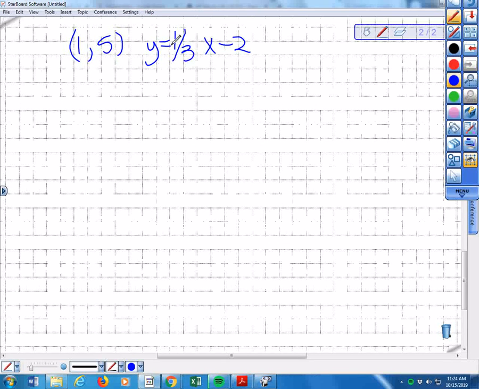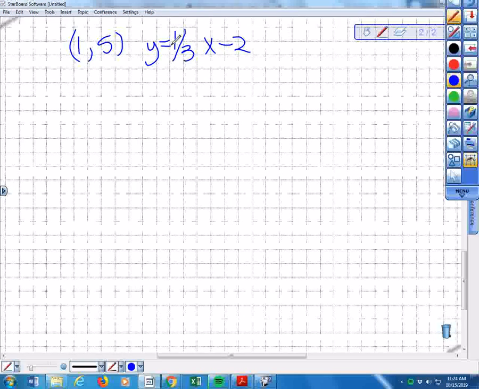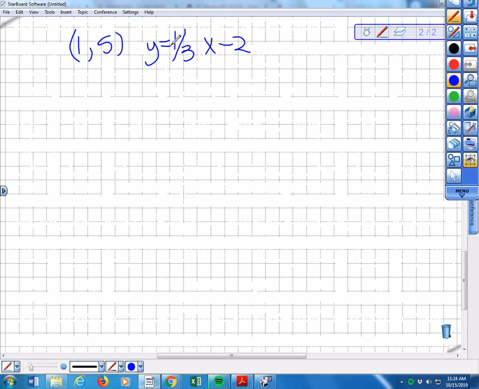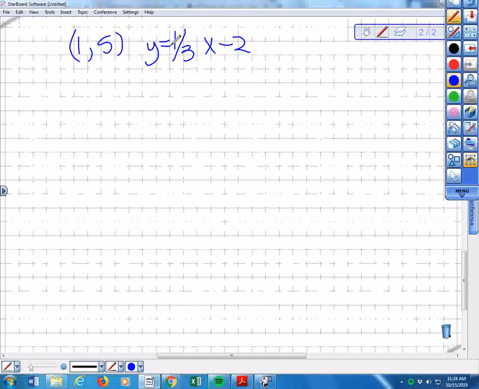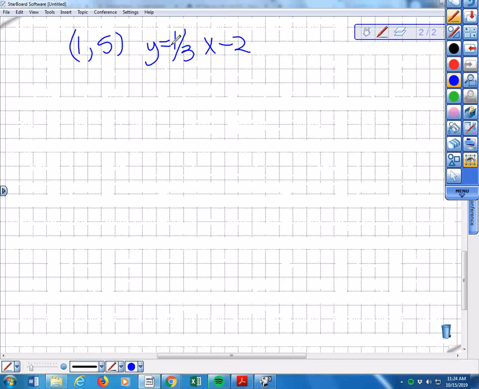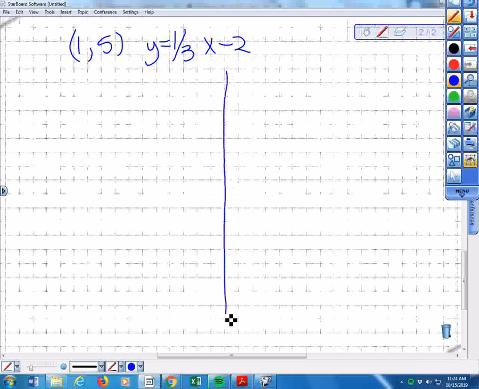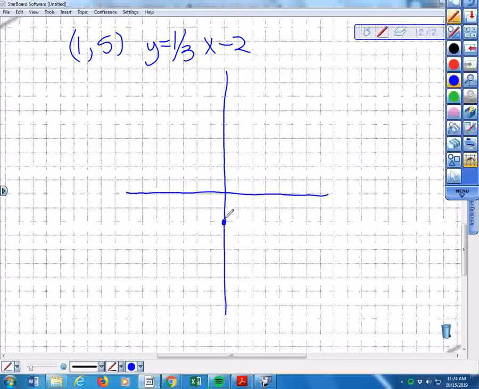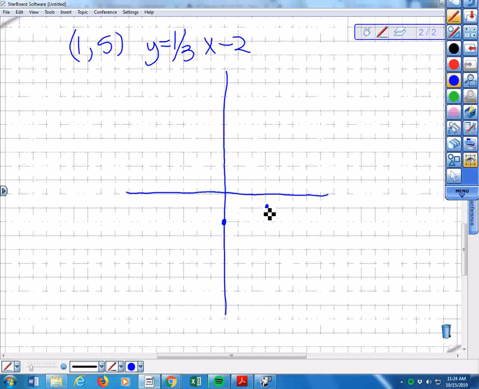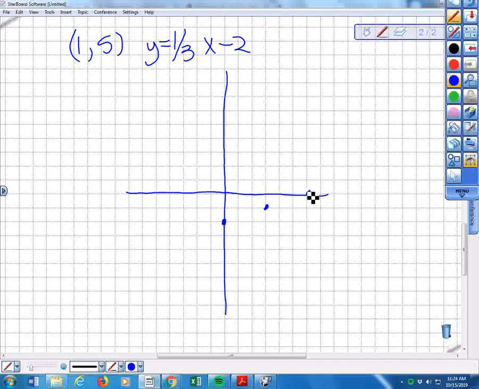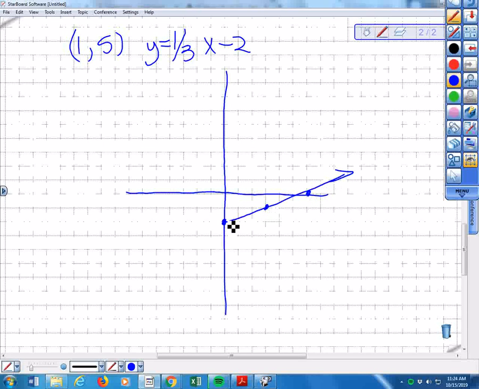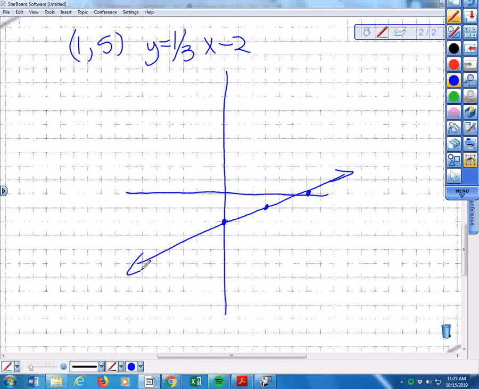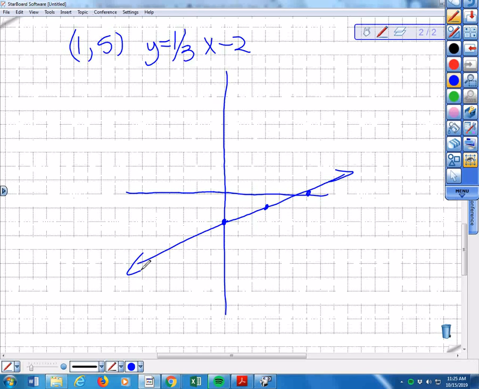The shortest distance. So the first thing you need to understand in order to solve this problem is the shortest distance from a point to a line is the perpendicular distance. The shortest distance from a point to a line is the perpendicular distance. So if I graph this line, start at -2, and I use up 1 over 3, up 1 over 3. I'm still not perfect with my line, but close enough. There's my line. My point is 1, 5. 1, 1, 2, 3, 4, 5.